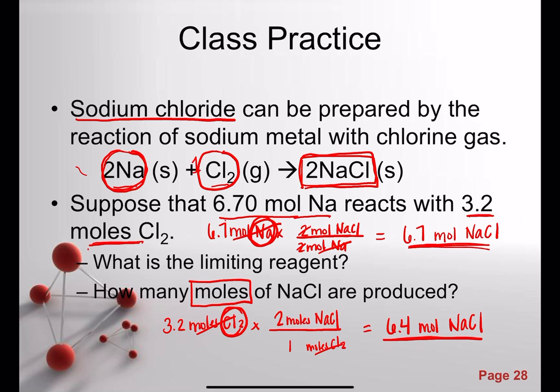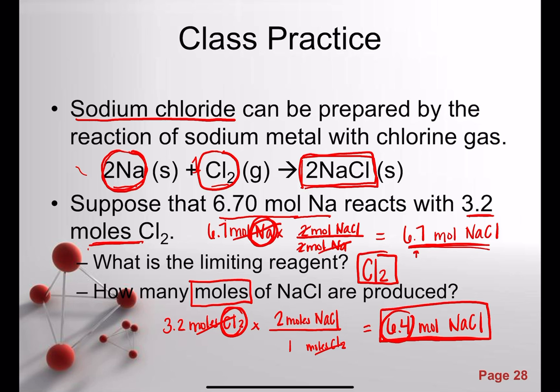So which of those limits us as to how much NaCl can be produced? Which one is the limiting reagent? You should say it's the chlorine. The chlorine is the limiting reagent because we run out of chlorine first. It gives us fewer moles. 6.4 is smaller than 6.7. Okay, so chlorine is our limiting reagent.